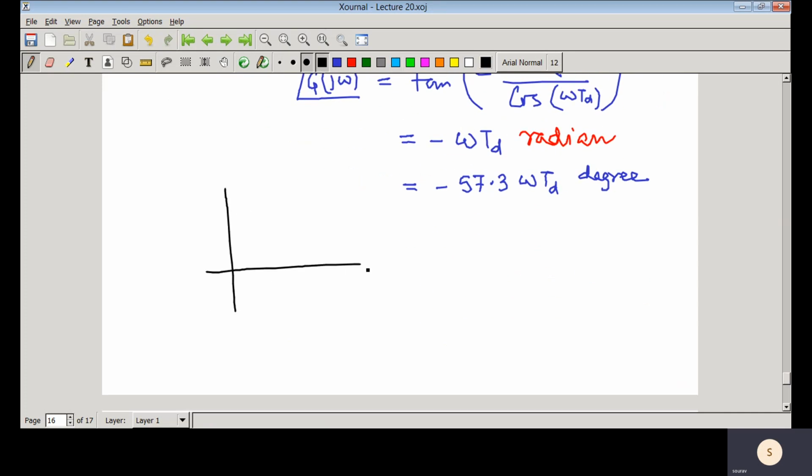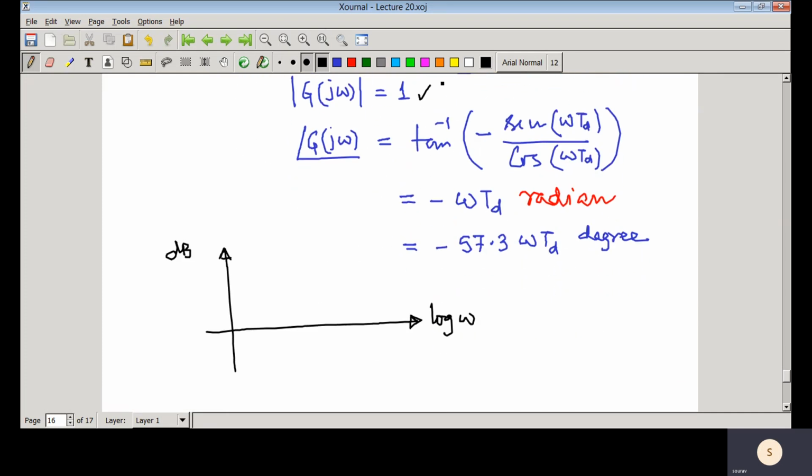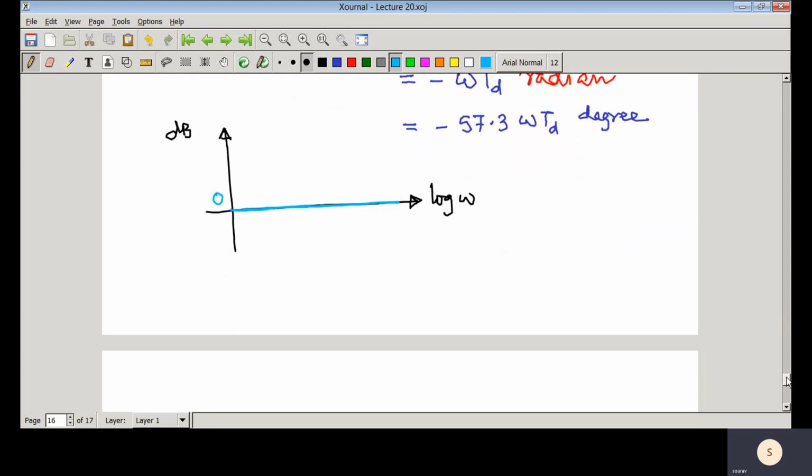plot? So here you have log of omega, and it is in dB. As the magnitude is 1, in dB scale that would be 0. So that is 0 all through the frequency. So this is the 0 dB. That is the magnitude plot.